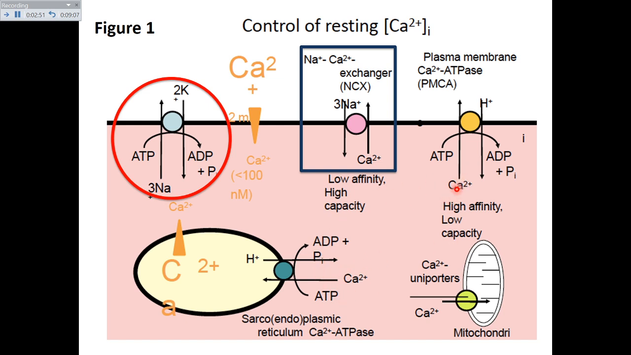The plasma membrane calcium ATPase brings calcium to outside, while that of the sarcoplasmic or endoplasmic reticulum it will bring calcium to the sarcoplasmic lumen.